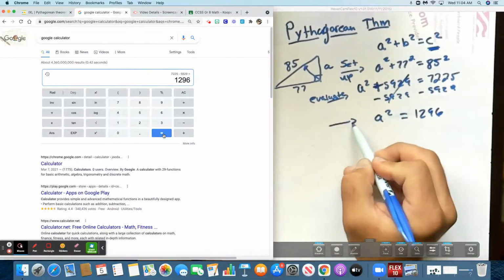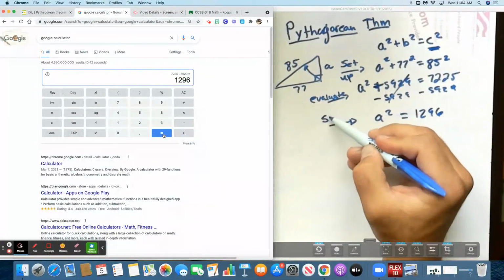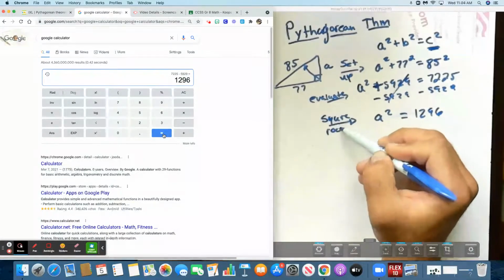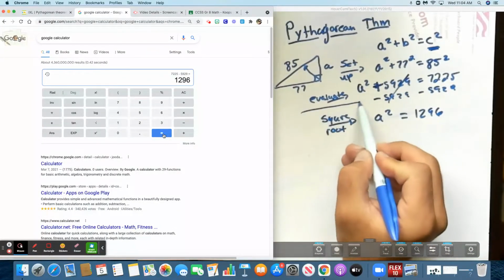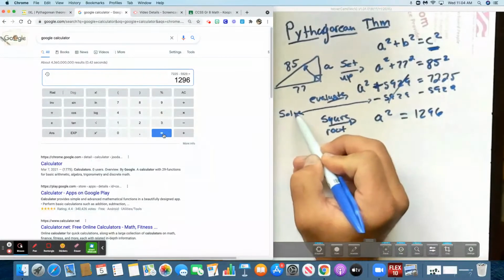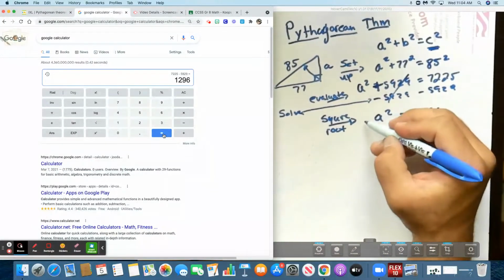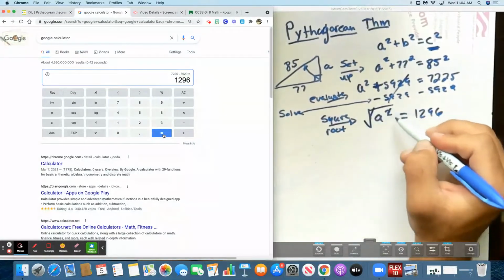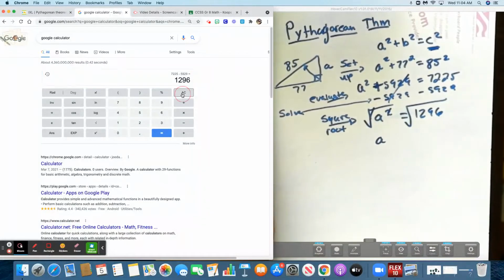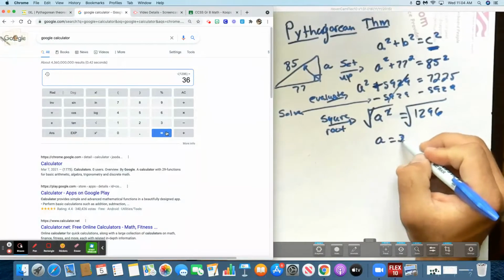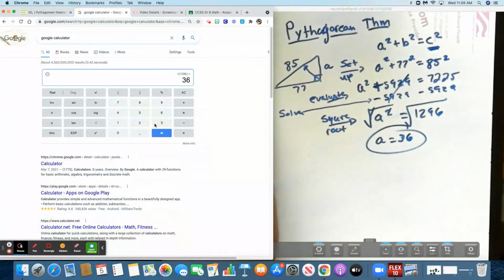Now we got to get rid of this square, so we're going to take the square root, okay? So set up, evaluate, solve, and then we're going to take the square root. Square root of a squared is going to be a. And the square root of 1296, again, that is not one of the ones you need to know, so we're going to use the calculator for that. The square root button is right next to the 1 here. So square root of 1296. There you go. That's 36. So A is 36.